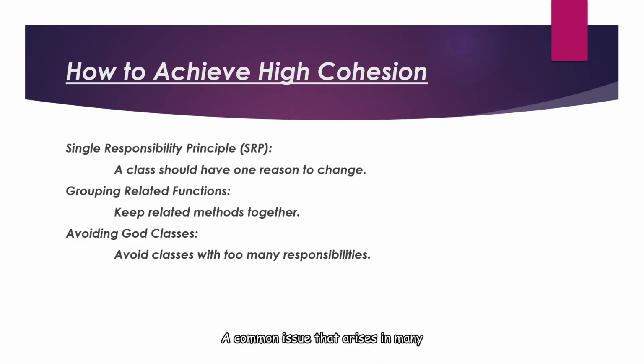A common issue that arises in many systems is the creation of God classes, which handle multiple unrelated responsibilities. These classes are often large, difficult to understand, and prone to errors when changes are made. To avoid God classes, we should break down large, multifunctional classes into smaller, more cohesive units, each with a single responsibility.